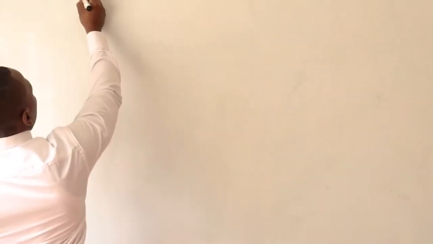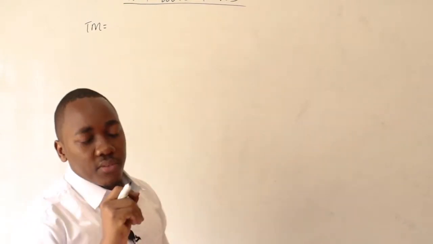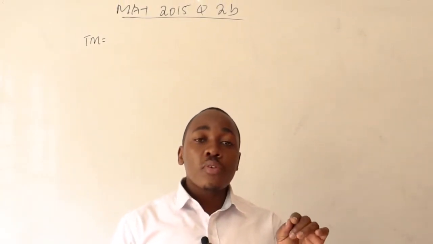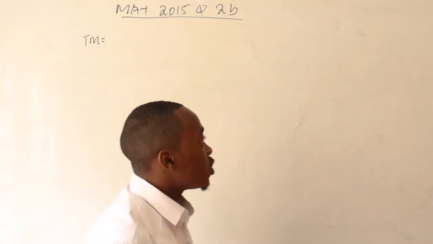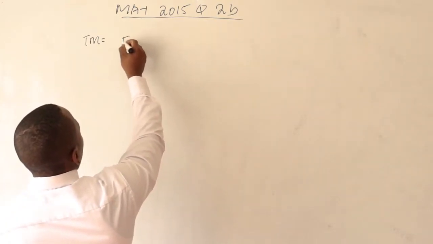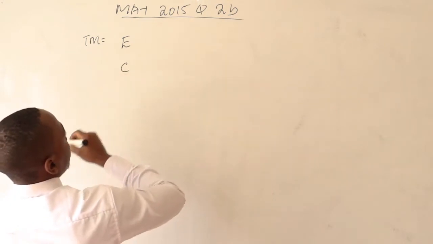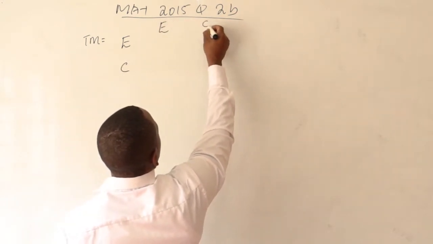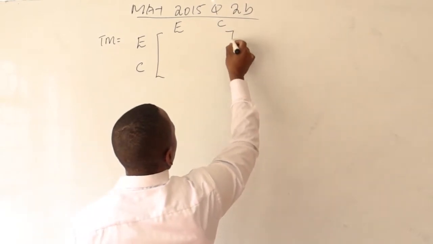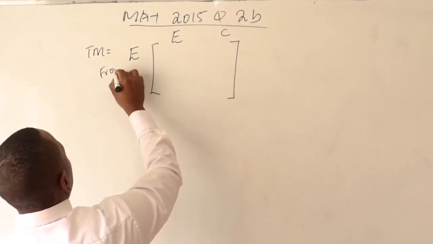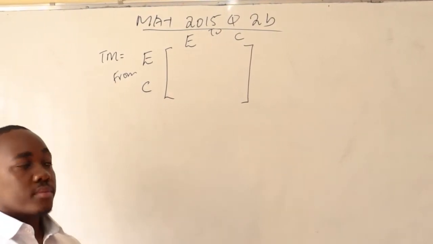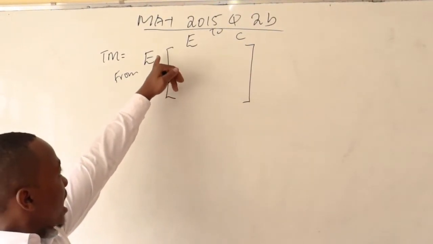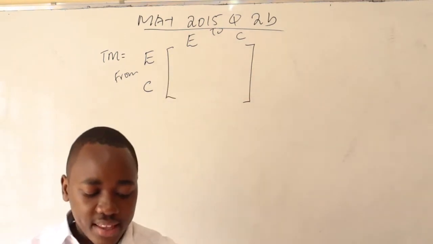Required: the transition matrix. How do we get the transition matrix? Number one, you have to understand the question well. To get the transition matrix, how many companies do we have? In this case, we have Excellent Computer Limited and the competitor. We want to develop what we call a transition matrix. You are moving from one state to another. So now let's get the transition matrix.